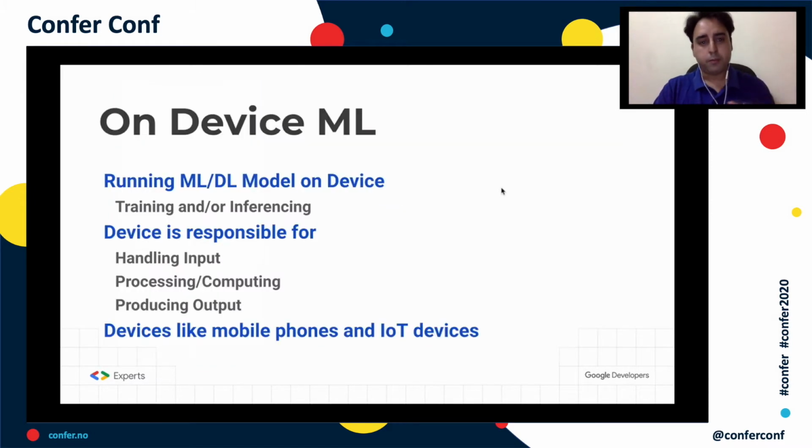So let's break it down. From this example, what we can see is that on-device machine learning basically means running a machine learning model or deep learning model on device, which means training that particular model or running it for inference. And the device itself is responsible for handling the input, processing, computing, and producing the output. These devices can be mobile phones, or they can be IoT devices like a Raspberry Pi. So this is a fairly simple overview of on-device machine learning.